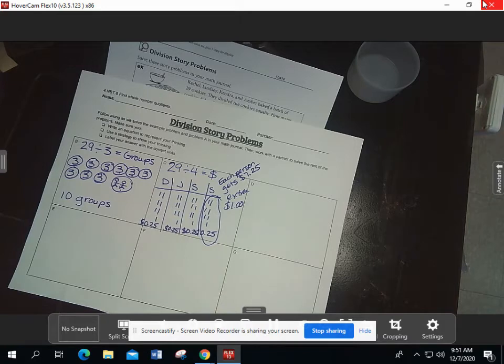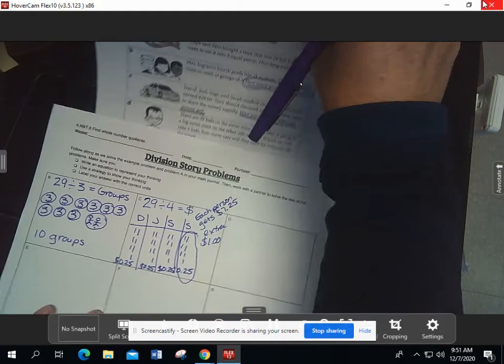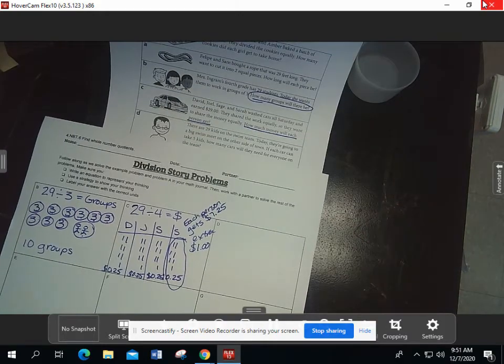A lot of you did figure this out this way. Did anybody figure it out differently? No, pretty much you just shared out. Okay.